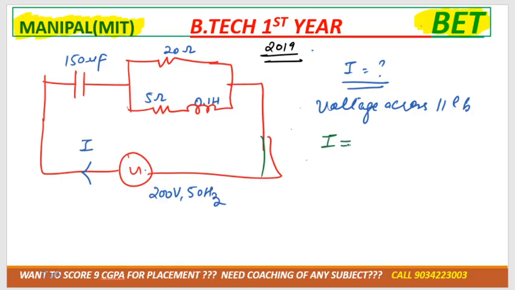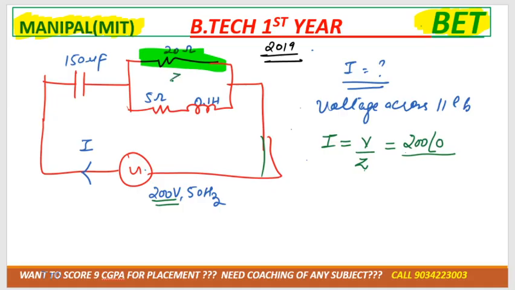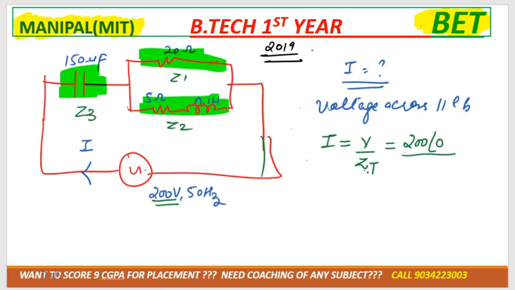We need to calculate current. The current formula according to Ohm's law is V by Z, correct? Voltage we know already, that is 200. If no angle is given, we can consider the angle as 0. Z is the total impedance. Let us consider this one would be Z1, this one would be Z2, and this one would be Z3. As you know, if we want to calculate total impedance, let us denote it by ZT.